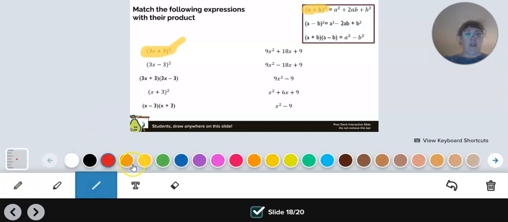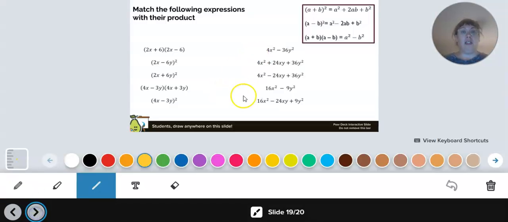So when we figure it out, 3x squared is 9x squared. We see addition, so it has to be plus. 3x times 3 is 9x. Double that to get 18x. And then 3 squared is 9. So that's going to be that first one there. So all you're doing is just drawing a line from the factored form to the expanded form. So I want you to finish this slide on your own. I want you to try it.